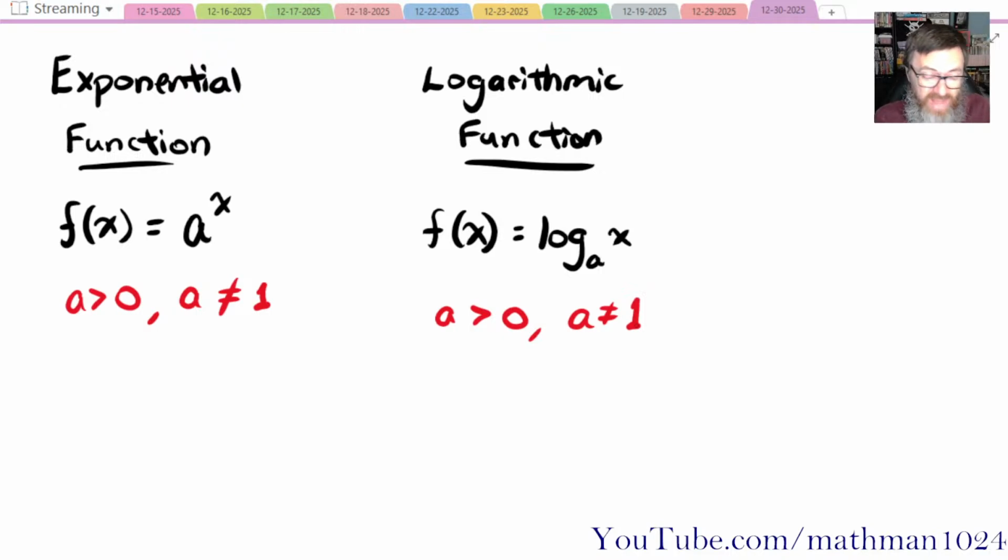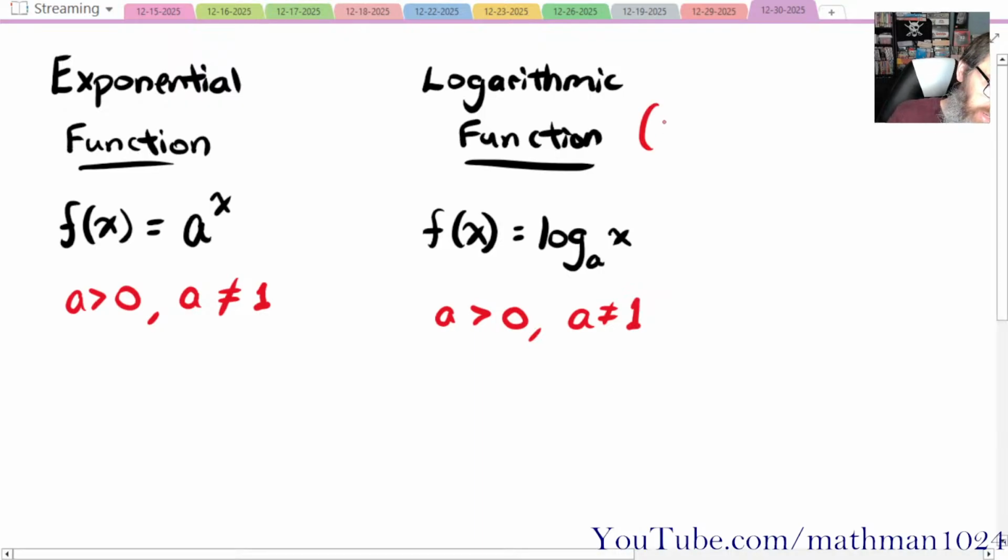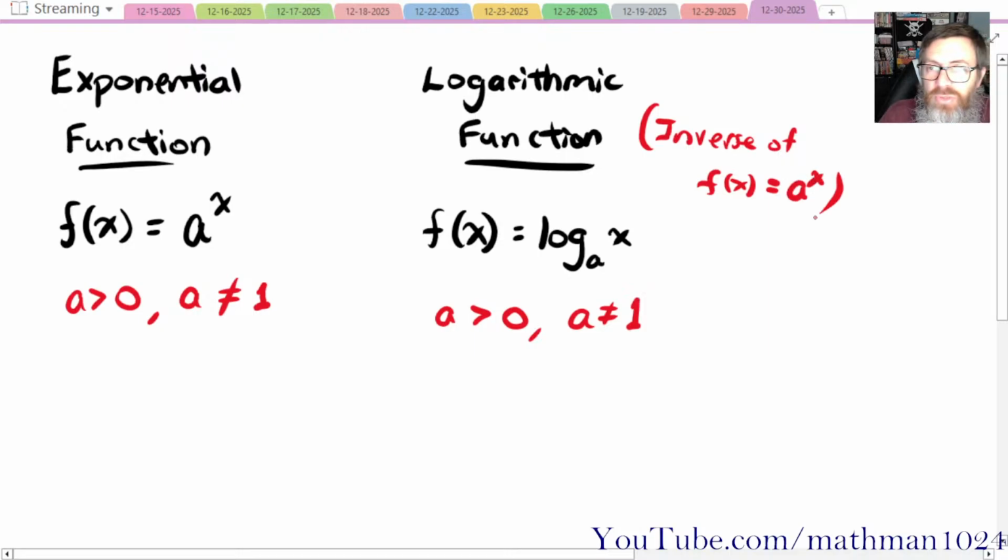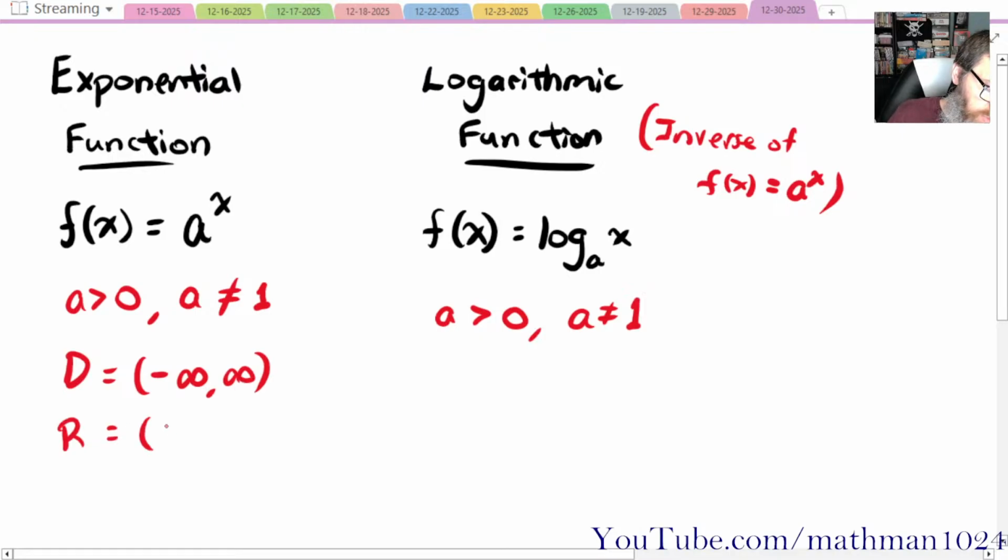In fact, what's going on here is that the logarithmic function is the inverse of our exponential, and the exponential is the inverse of the logarithmic function. Remember with the exponential function, when we were talking about this yesterday, we said that the domain was all real numbers, and that the range was from 0 to infinity.